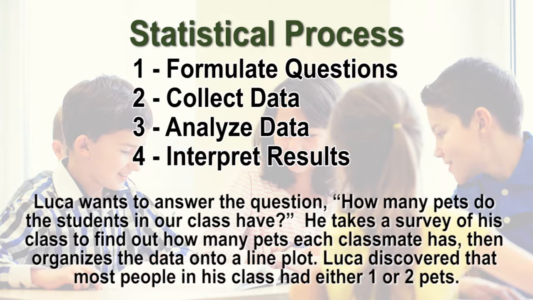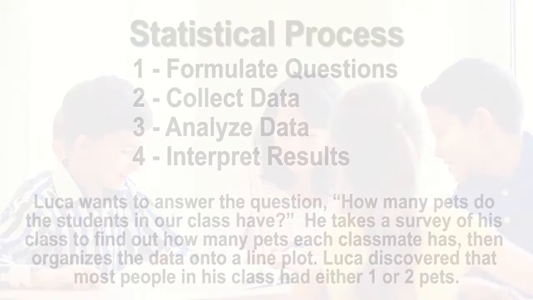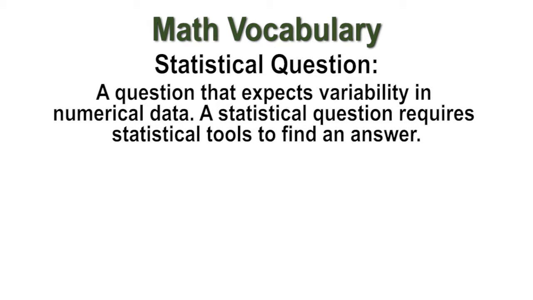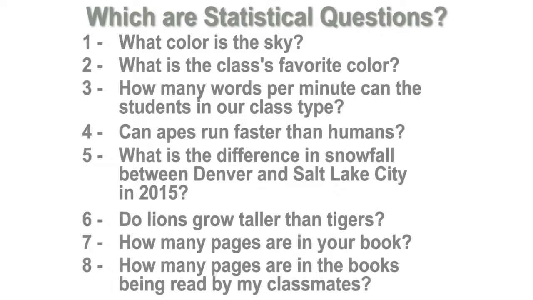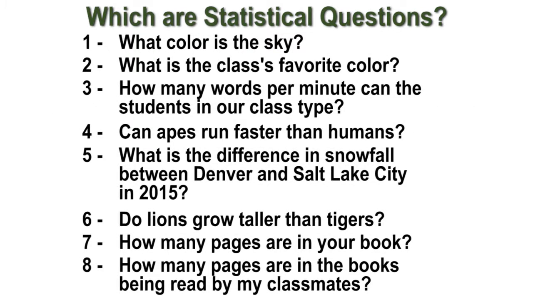While each step of the process is important, this lesson will focus on identifying statistical questions. A question is statistical when it can be answered using the statistical process. Statistical questions are those that can be answered by collecting and analyzing data. Statistical questions anticipate variability in the data collected. Let's look at the following list of questions and determine if the statistical process would be needed to answer each question. If the statistical process is needed and variability could be expected in the data, then it is a statistical question.